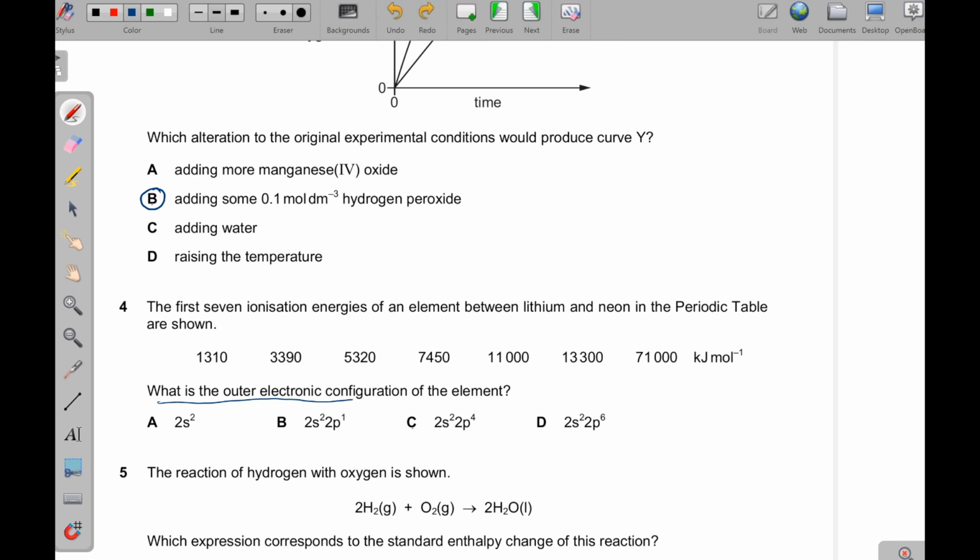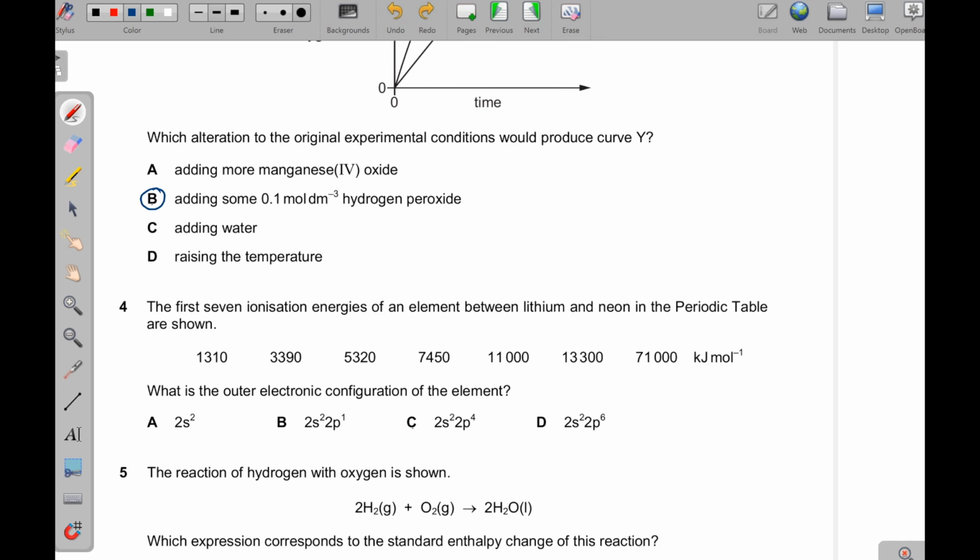What is the outer electronic configuration of the element? Now, outer electronic configuration of the element, and when we look at all of these ones, we see this is the second principal quantum number, okay? There is the first shell, and then the next shell is the second shell. So we are looking at this one here, okay? Now, that means this one is a period 2 element, okay?